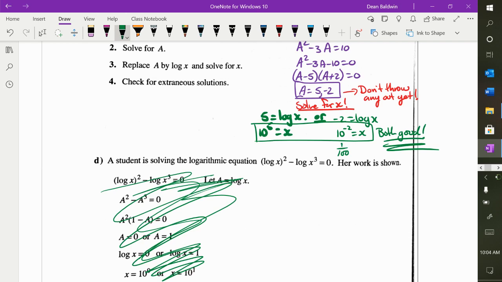Log x squared minus log x cubed is equal to 0. As soon as you see brackets around one of the logs, it's yelling at you. It's screaming at you. It's reaching out of the page, grabbing you by the shirt, and saying, make a substitution. Okay?